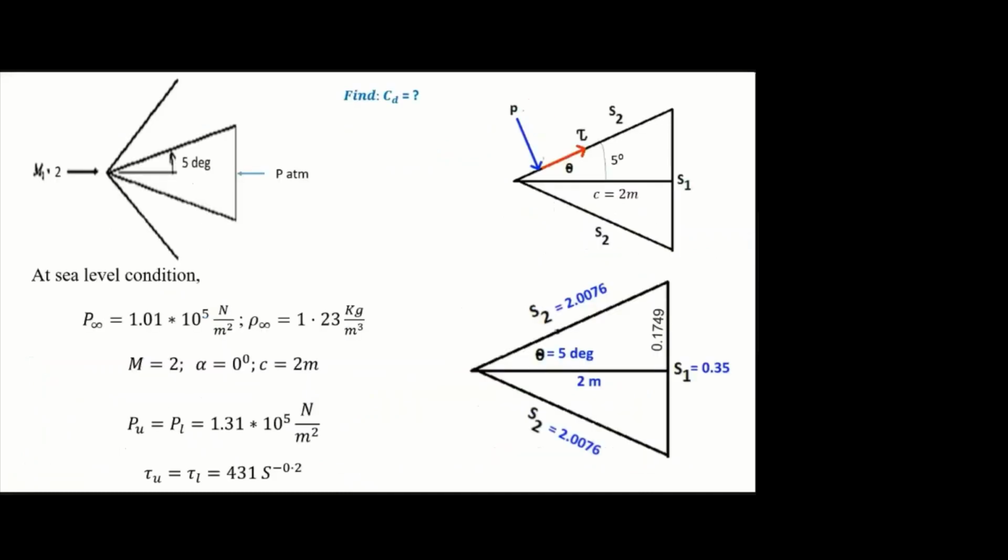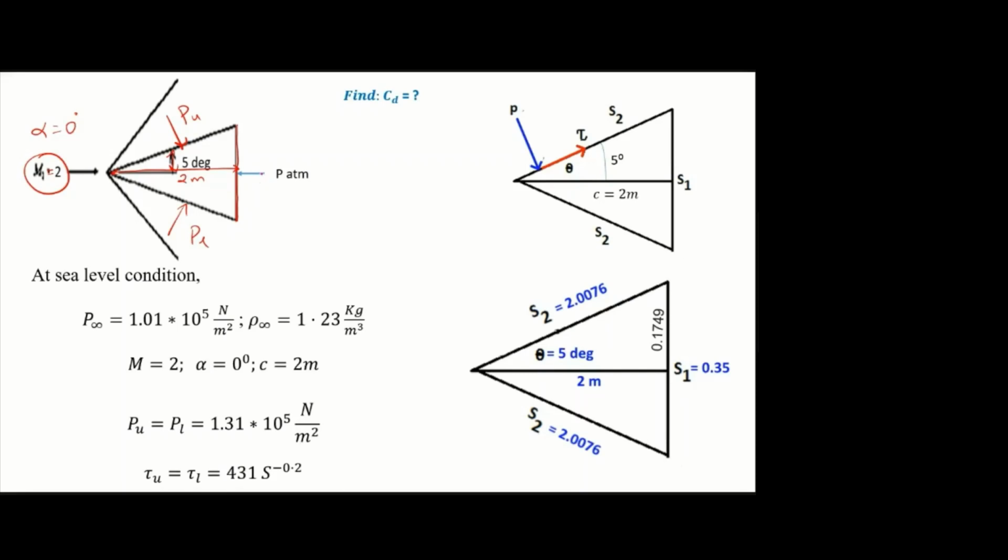The next problem. Instead of a flat plate, here they have given the wedge model. Again, it is in supersonic flow, Mach number 2, angle of attack is 0, half wedge angle is 5 degree, and the chord length is 2 meter. Chord length is always measured from leading edge to trailing edge. Here this is the trailing edge. So the chord length is 2 meter, and we know the pressure will be constant on the upper surface and lower surface.